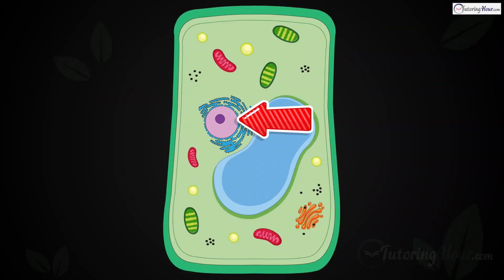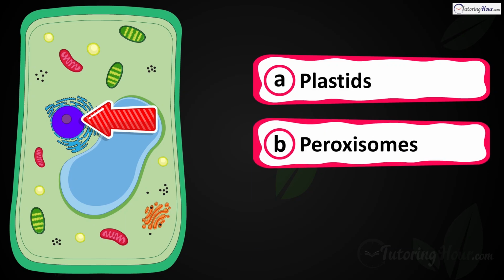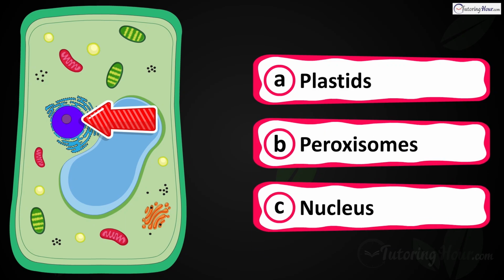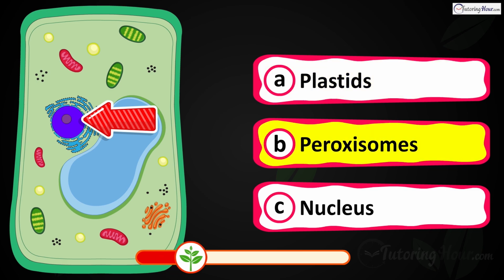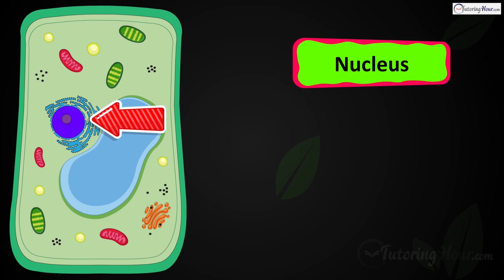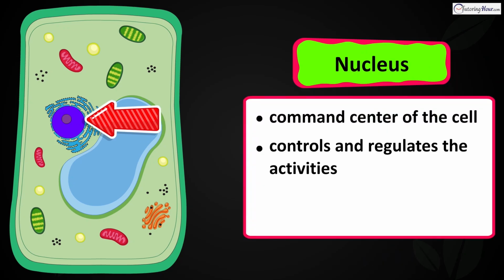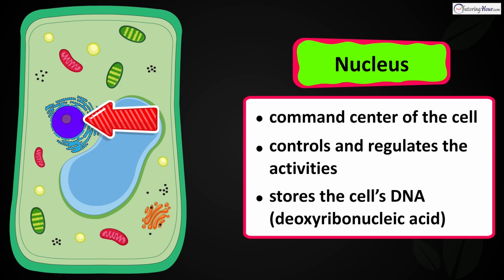Can you identify the highlighted part in the cell? Is it A, plastids, B, peroxisomes, or C, nucleus? The correct answer is the nucleus. It is the command center of the cell. The nucleus controls and regulates the activities of the cell and stores the cell's DNA, deoxyribonucleic acid.